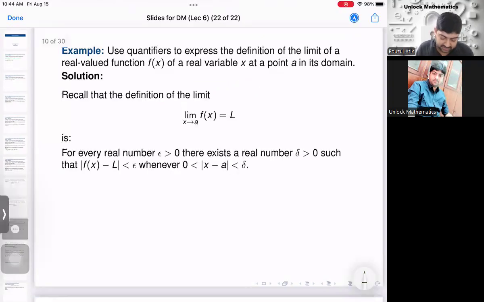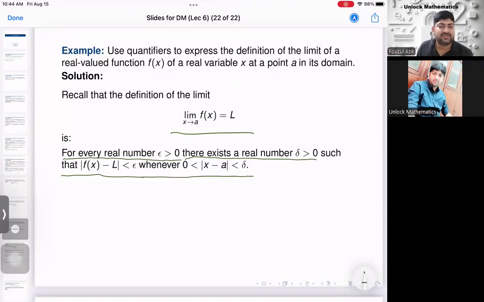I'll show you. I have it already. Look at that. So this is the limit expression, but mathematically how will you define it? For every real number epsilon greater than 0, there exists a real number delta greater than 0 such that mod of f(x) minus L is less than epsilon whenever 0 less than mod of x minus a less than delta. Correct? We call it the epsilon delta definition. Now this mathematical statement is given, and you have to make it a logical expression involving quantifiers. So how do you do that?